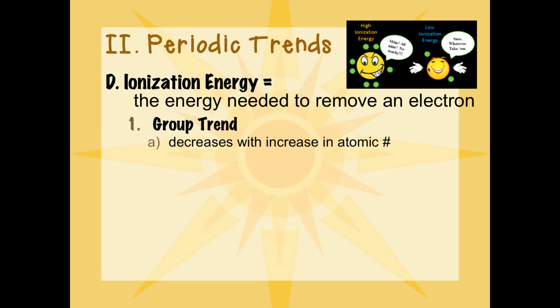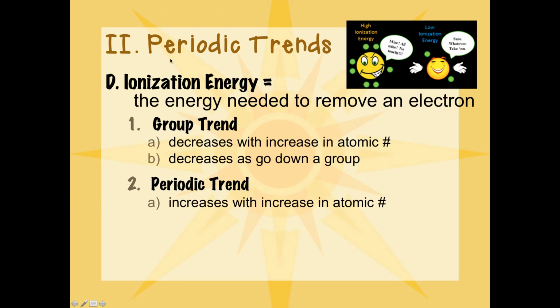The group trend is that the ionization energy decreases as you increase the atomic number, meaning go down a group. Well, think about what we just learned. Those atoms are bigger, which means there's more shielding, which means the nucleus isn't as strong or as effective, so it's easier, less energy needed to remove an electron.